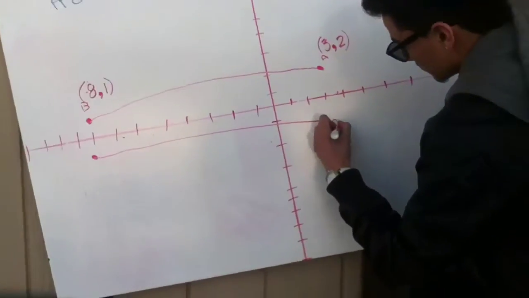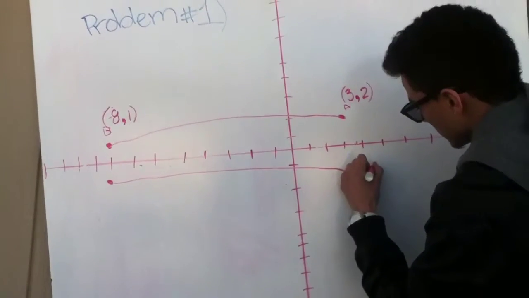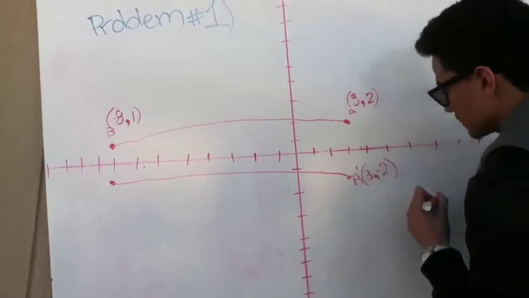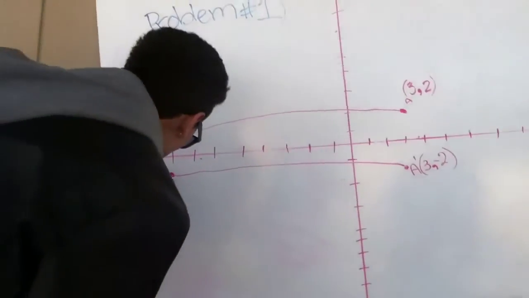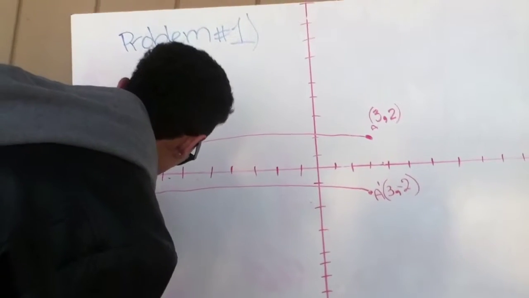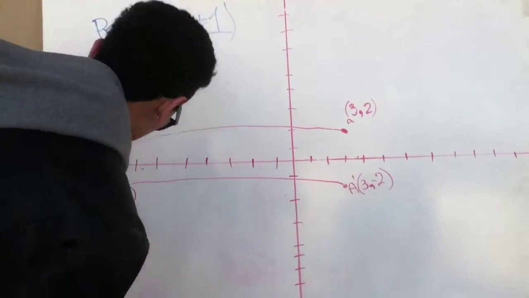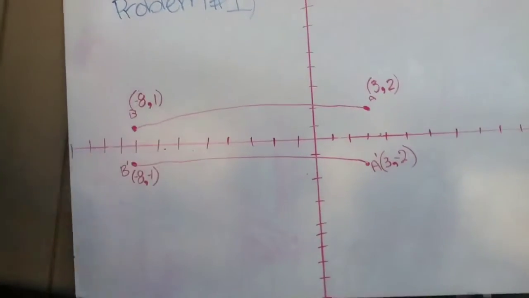Our answer for A prime is 3 and -2. And then we do the same thing for B prime. We changed it to -8, -1. Bam.